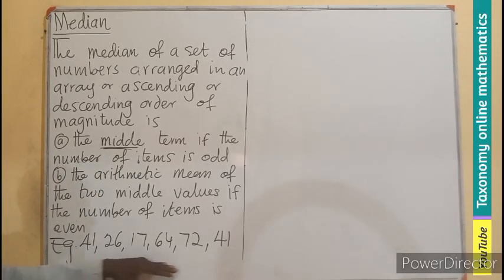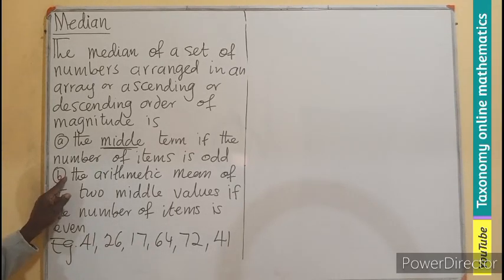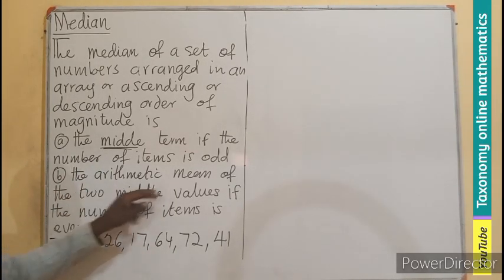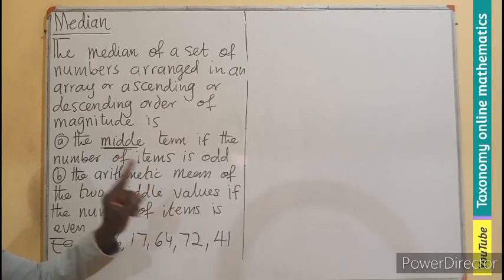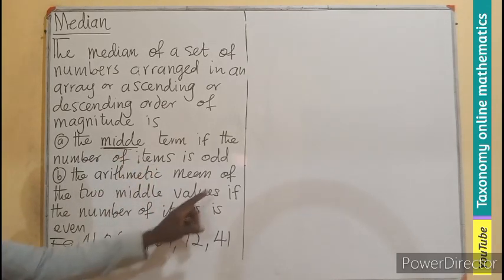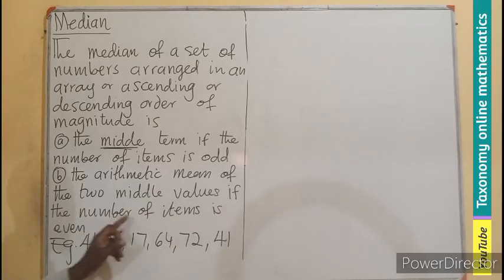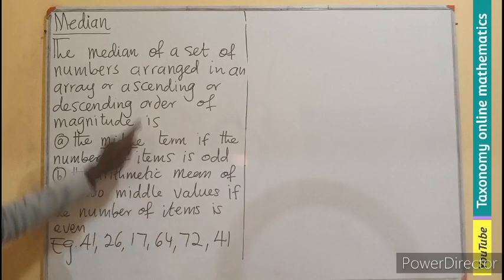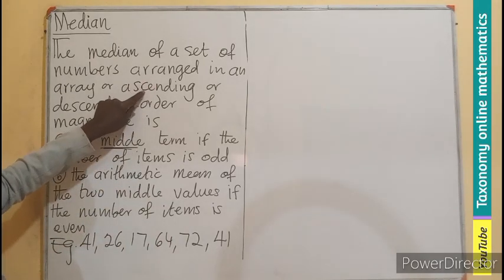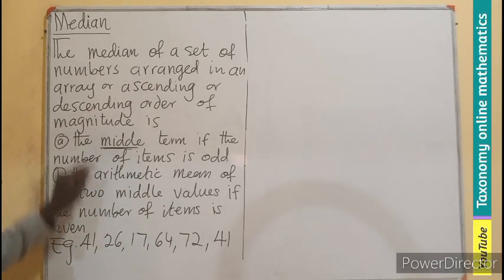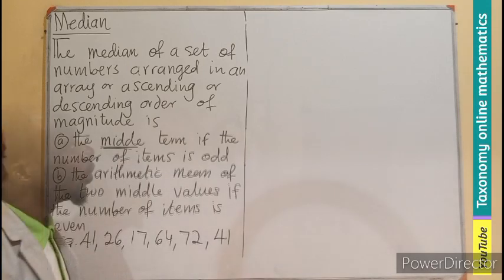So this is the data we have been given to find the median. The step says that the arithmetic mean, meaning adding the two middle terms divided by 2, of the two middle values if the number of items is going to be what? Even. This is also based on arranging in ascending or descending order. So first of all, this data must be arranged.